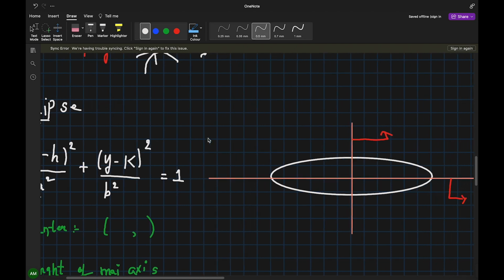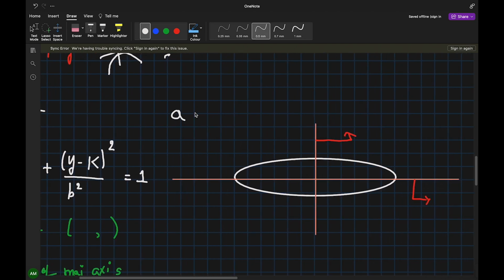Now, generally for an ellipse, always for an ellipse, a should not be equal to b, and a and b also should not be equal to 0. Never ever. Okay. Now, first of all, what is a and what is b?